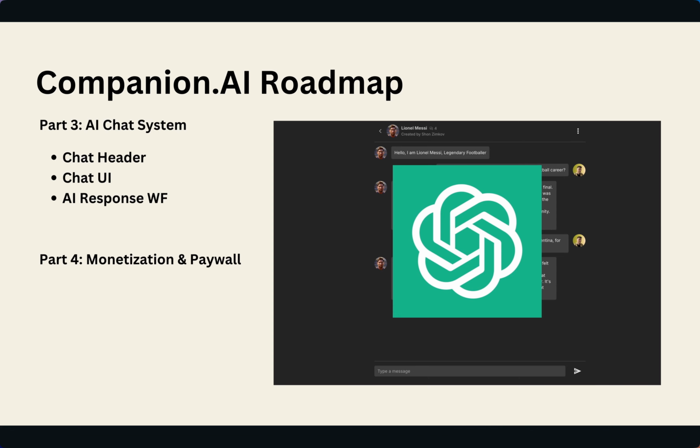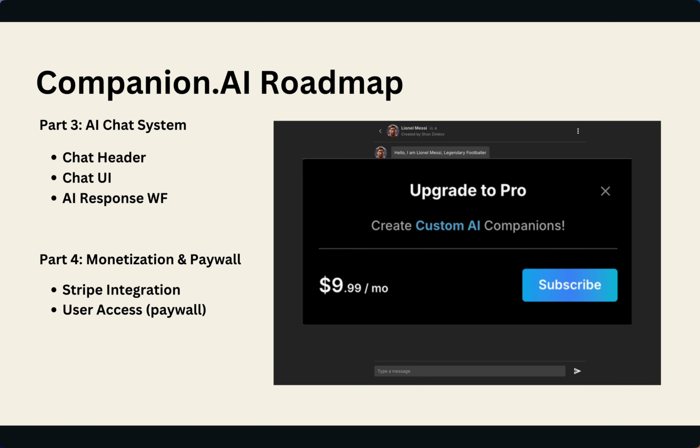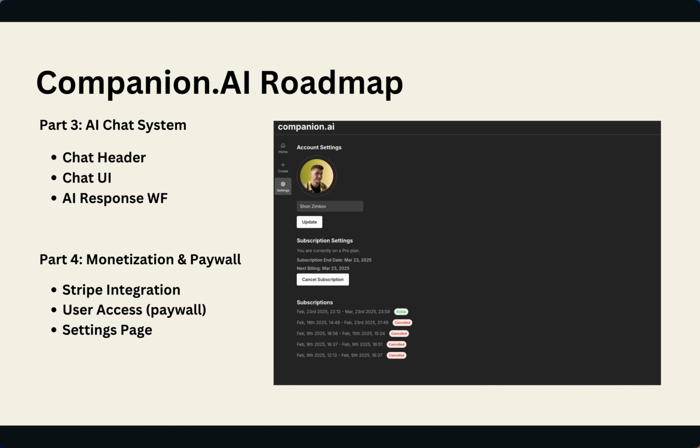For the last part, it will be about the monetization and the paywall, and we'll start by integrating Stripe into the application. We'll build the paywall to restrict user access, and then we'll build the settings page for users to manage their account settings and their subscription settings.